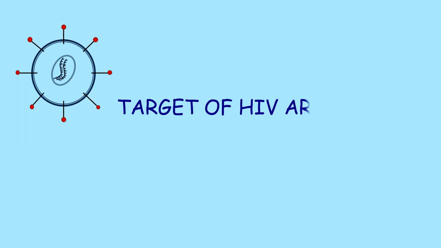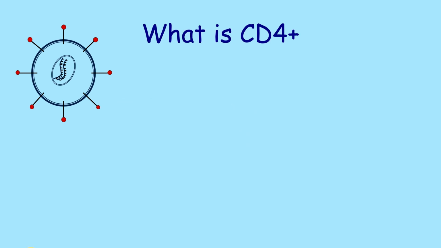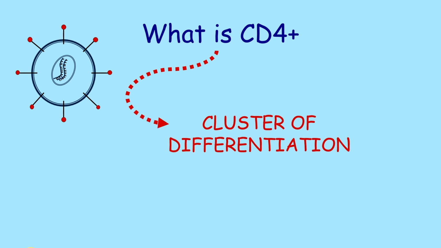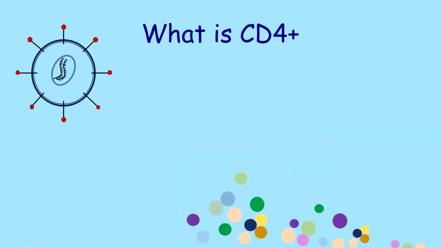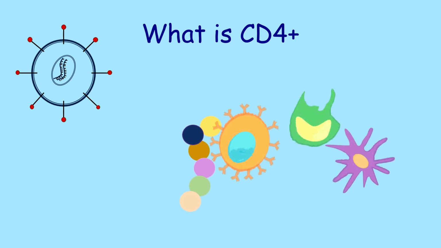The human cells targeted by HIV are the CD4 cells. So what is CD4 basically? CD, also known as cluster of differentiation, is a set of molecules that are present on various cells. CD4 is a glycoprotein that acts as a co-receptor for the T cell receptors found on various immune cells including the helper T lymphocytes, macrophages, and dendritic cells.